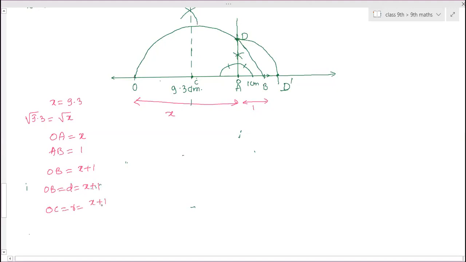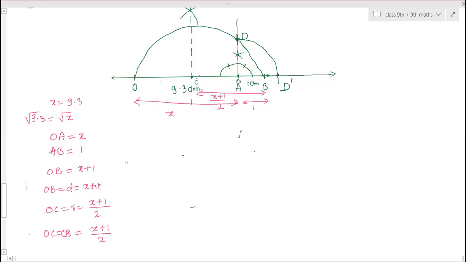Okay, x plus 1 by 2. OC distance is x plus 1 by 2, so OC and CB are equal. Yes, they are the radius. C to B is also the radius, so CB is also x plus 1 by 2. Right? So the C to B distance we got is x plus 1 by 2.